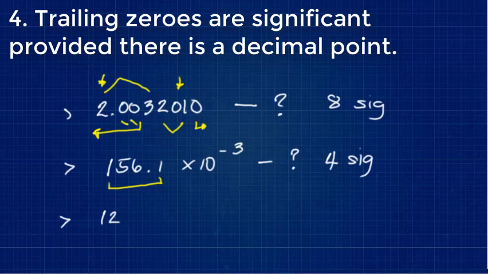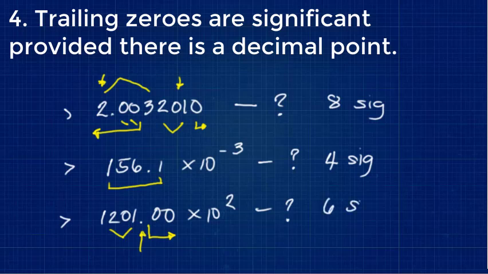Here's another example. 1201.00 times 10 raised to 2. How many significant figures are there? Now, applying our rule, as you can see, this 0 is in between the digits 2 and 1, which makes it significant. And on the right side, these are called trailing zeros, which makes them significant. As you can see here, this is 6 significant figures.